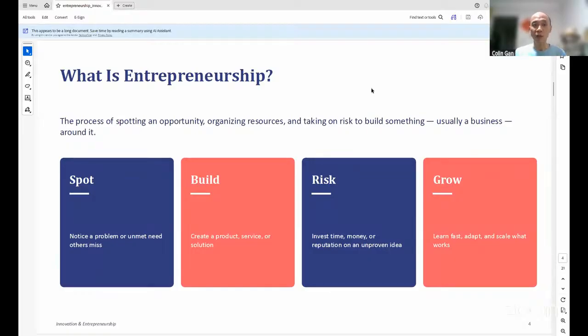Because what you are doing, be it a problem you are going to solve, where you create a product, service, or solution, is something that is not proven. That's why it involves risk. Fourth, you need to grow it. You need to adapt, you need to learn fast, and you need to scale up what works. That is the meaning of entrepreneurship.